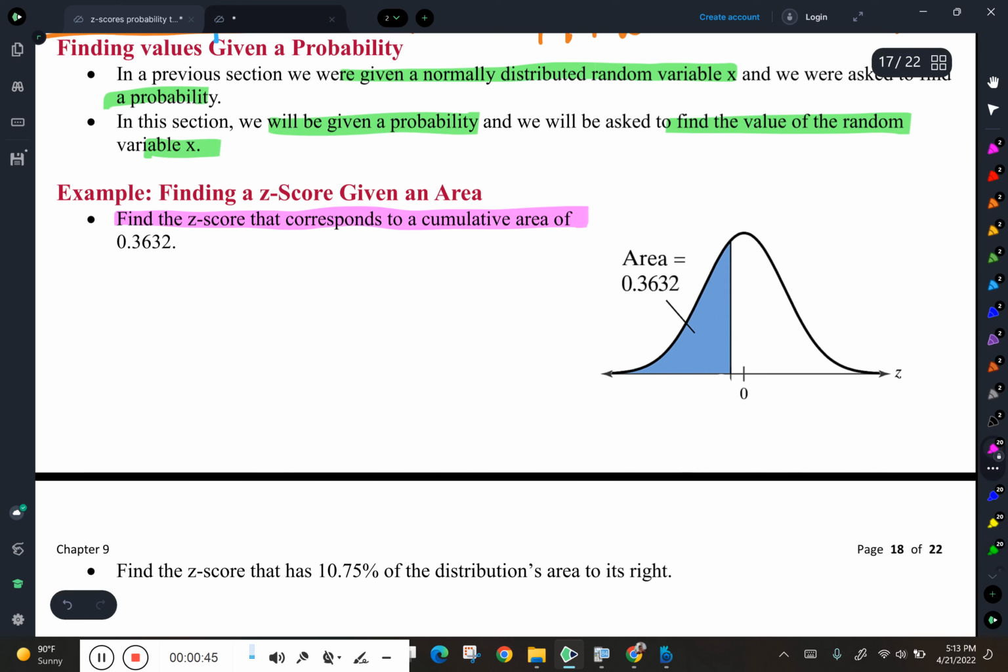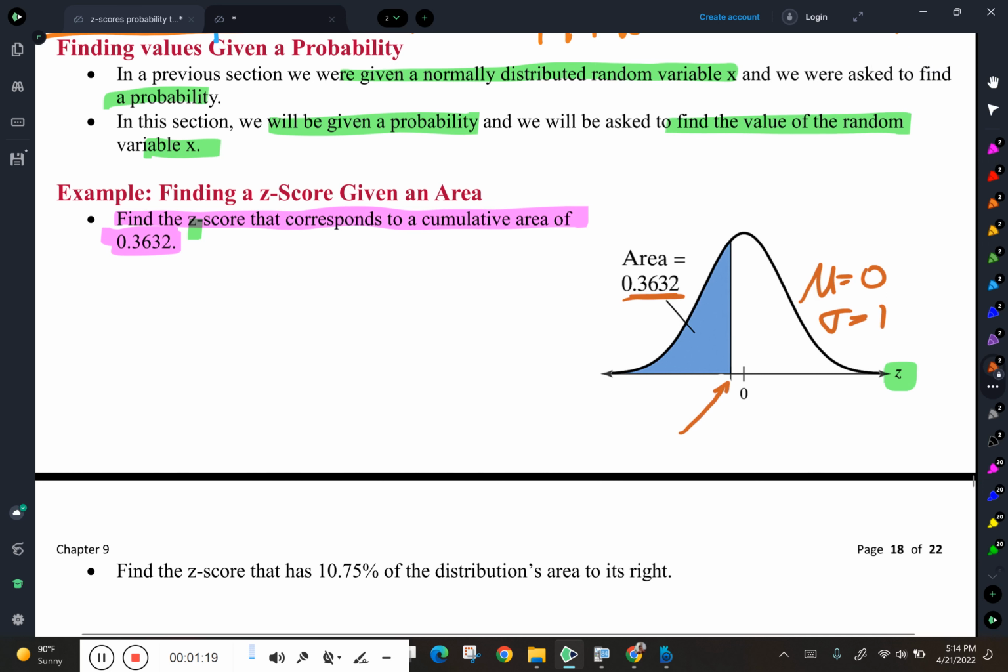Find the z-score that corresponds to a cumulative area of 0.3632. All right. So I see in the problem that my job is to find a z-score, so that means I'm working with a z-score. That means that my mean is 0 and my standard deviation is 1. My area is 0.3632. What's that z value right there? What is that z-score that makes that happen?